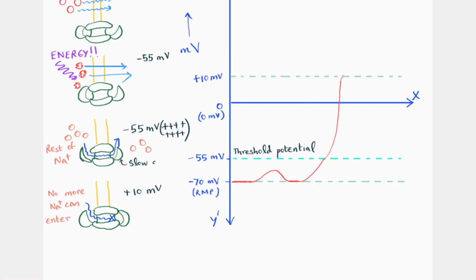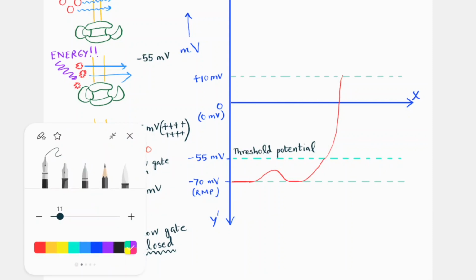Slow gate open in case of the previous one, fast gate also open, right? And in this case, slow gate closed, and now no more sodium can enter. The fast gate remains open. This gate right here remains open, but that's not an issue because it's a dead end at the other end, right? The sodium cannot enter anymore. So the graph stops right there at plus 10 in this case.